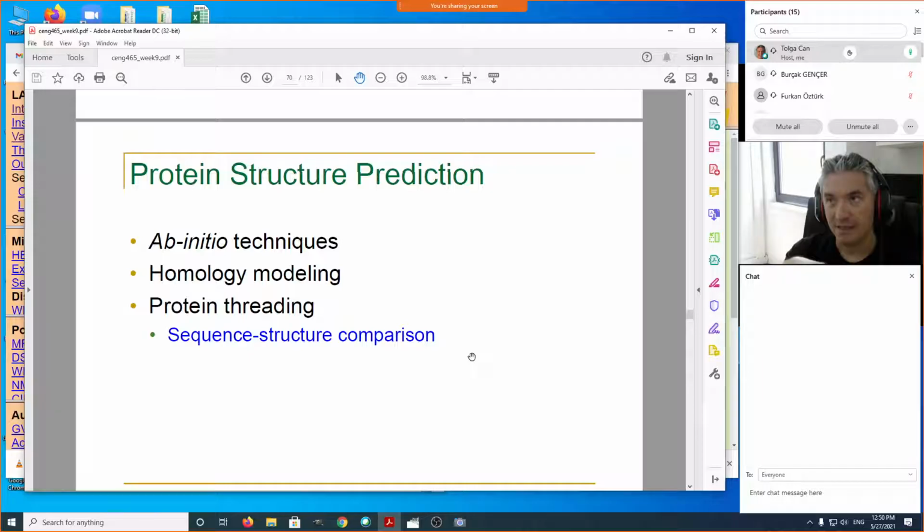But that sequence could be threaded, could be overlaid onto the structure in very different ways. So it's a problem in itself. Threading is like a sequence alignment. It's a problem by itself. So we try to align a given amino acid sequence onto some three-dimensional structure. This is the concept of threading.